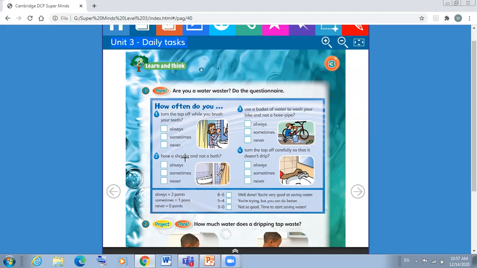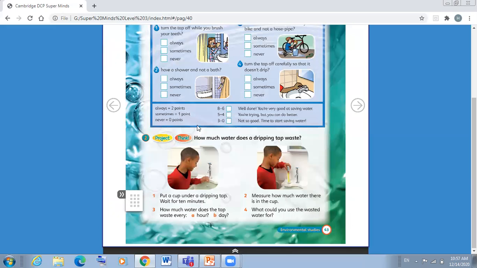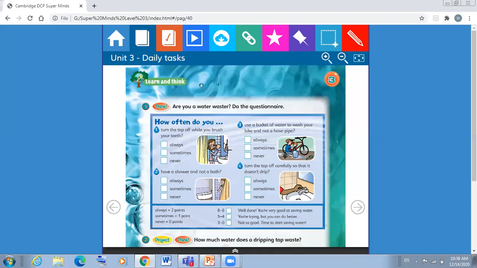Okay, question number one. How often do you turn the tap off while you brush your teeth? This is the tap. And how often do you turn off the tap while you brush your teeth? Always, sometimes, or never? I'm going to answer about myself. I always turn off the tap. Yalla, answer about yourself.